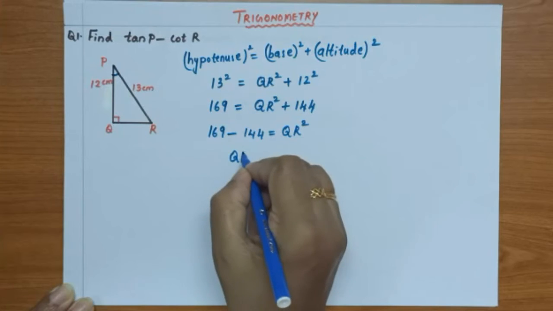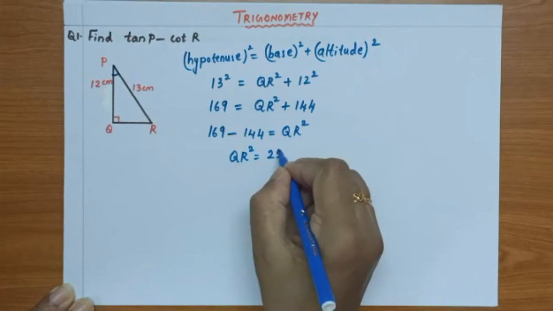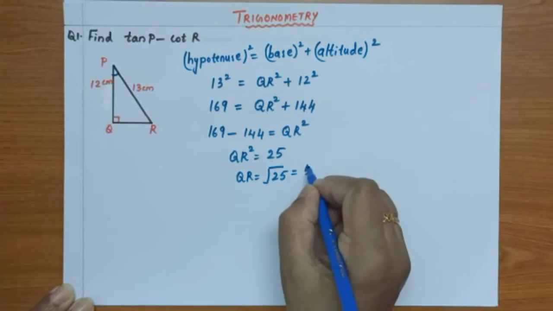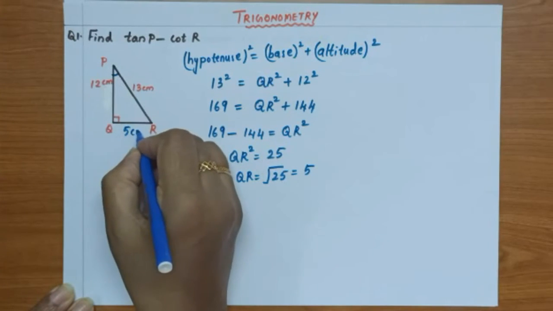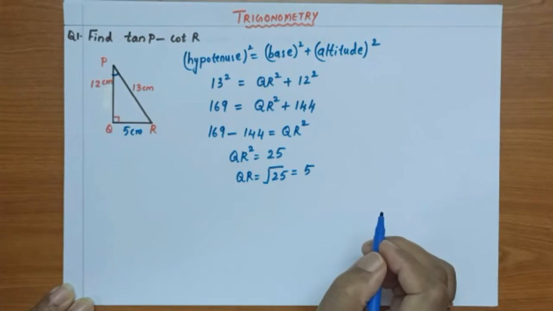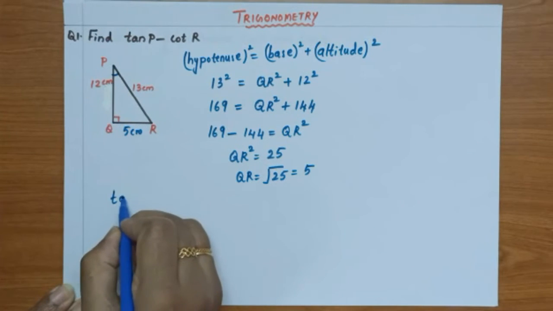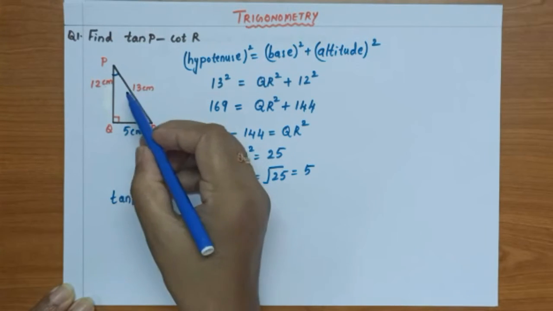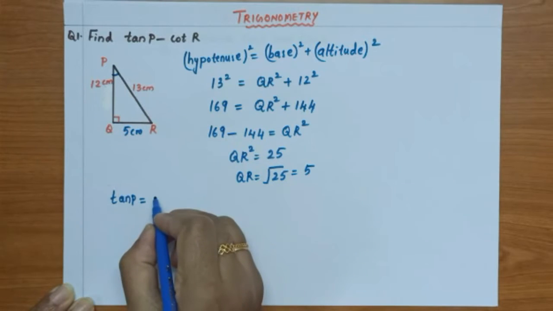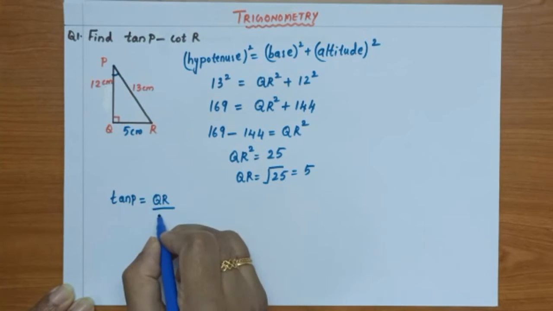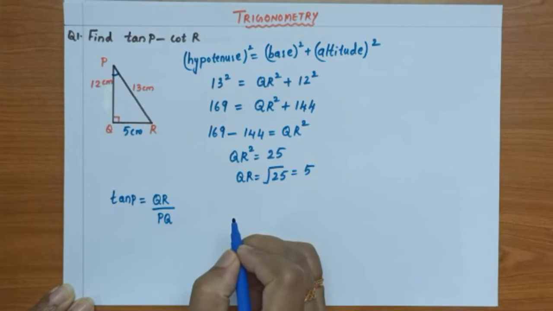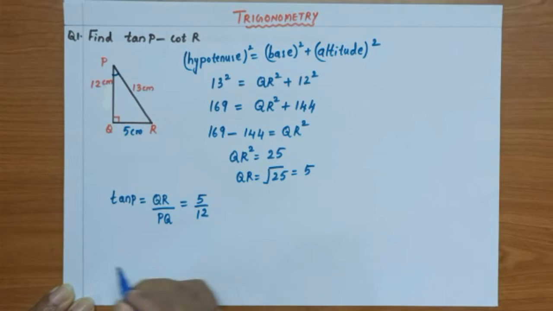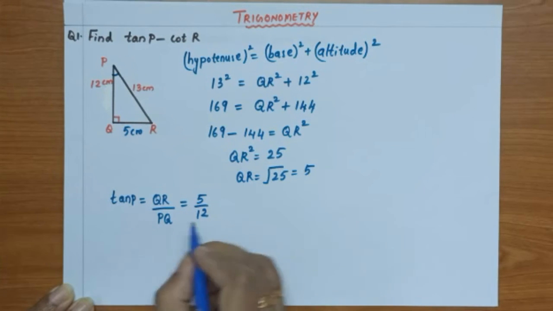So QR square equal to 25. So QR equal to square root of 25, that is 5. So QR we got, it is 5 centimeter. Now we can find out what is tan P. So tan P equal to opposite side by adjacent side. So opposite side of angle P, it is QR, that is QR by PQ is the adjacent side of angle P. So QR by PQ, that is 5 by 12. So tan P equal to 5 by 12.